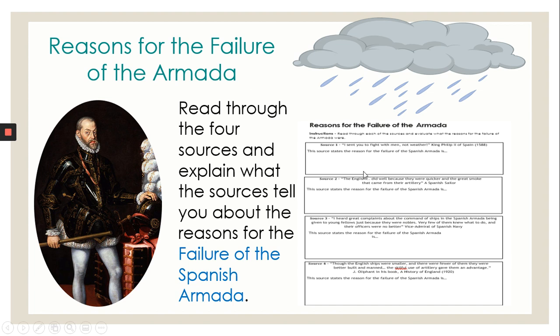Next thing I'd like us to do then is have a look through the 4 sources. There are 4 sources, and I want you to tell me what this tells you about why the Spanish failed with their armada in their attack under King Philip. So pause the video, read the source, and tell me why it made the Spanish fail.